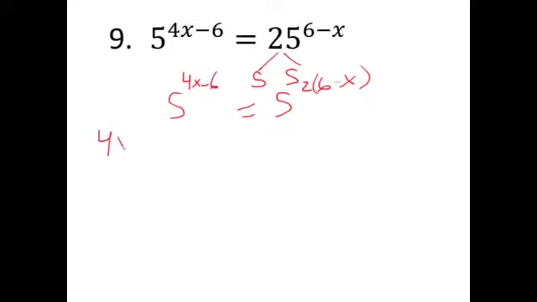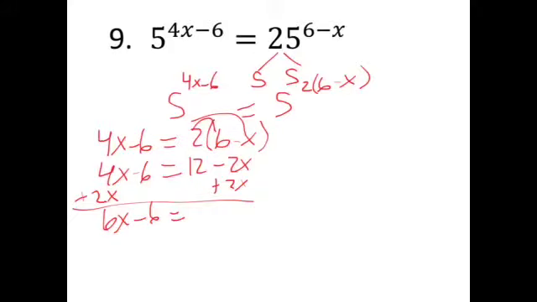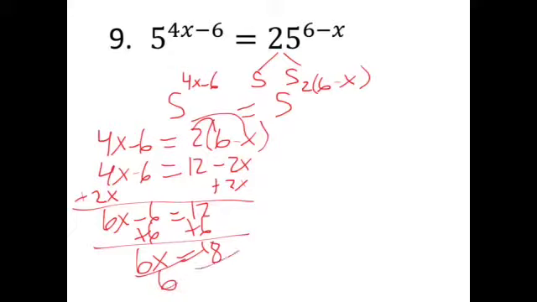So we got 4x minus 6. Right side we have 2 times 6 minus x. Distribute the 2 to get 12 minus 2x. Left side is going to be 4x minus 6. I'm going to get my variable on the left side, so I'm going to add 2x to both sides. Now I got 6x minus 6 equals 12. I'm going to add 6 to both sides to get my x term by itself. So I got 6x equals 18. Divide by the 6. And now you're done. You got x equals 3.